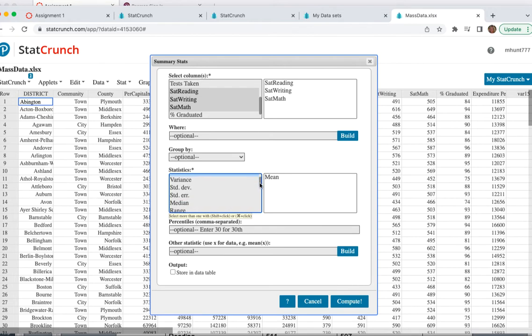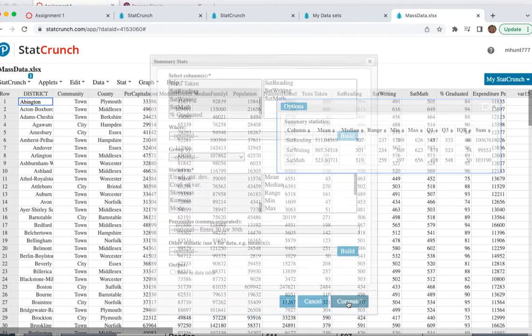Definitely the median. On my Apple computer, to put the median in there and not all the other stuff, I'm going to hit the command button and the median appears. With the command button down, I have the range, the min, the max, the quartiles. Don't care about the sum. I certainly want the IQR, and I think that's about it. So I'm going to hit compute.